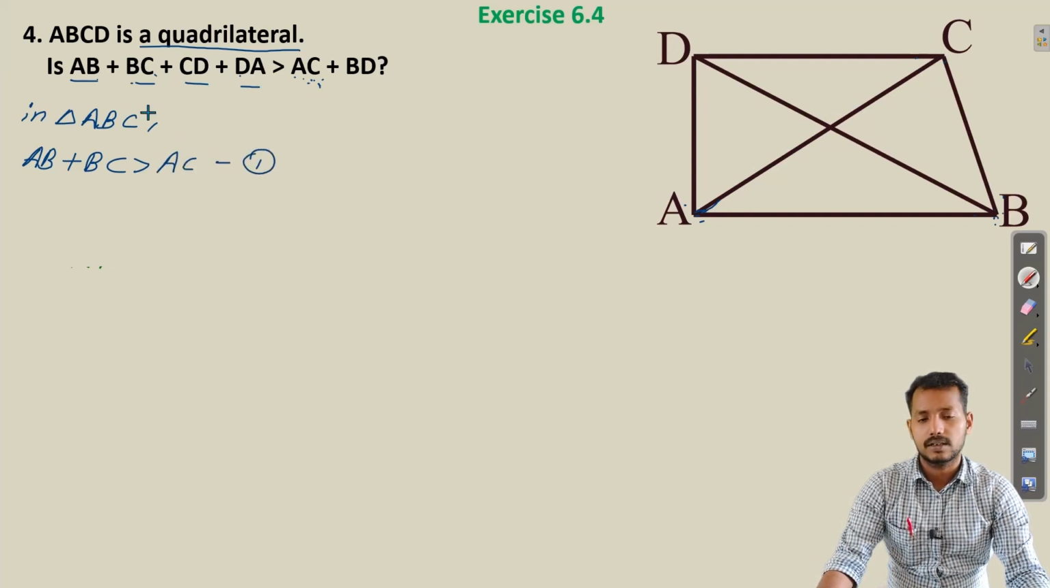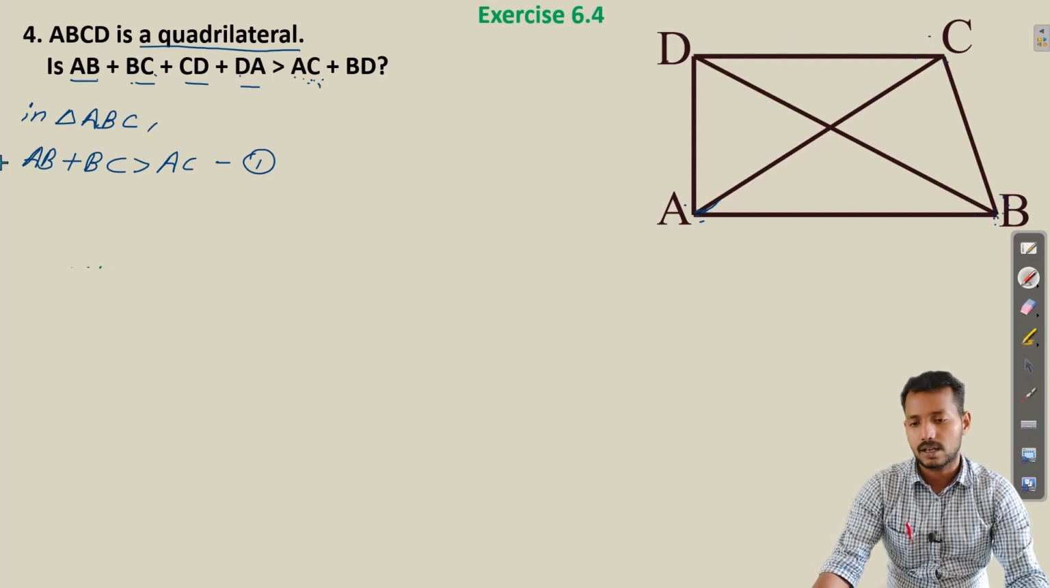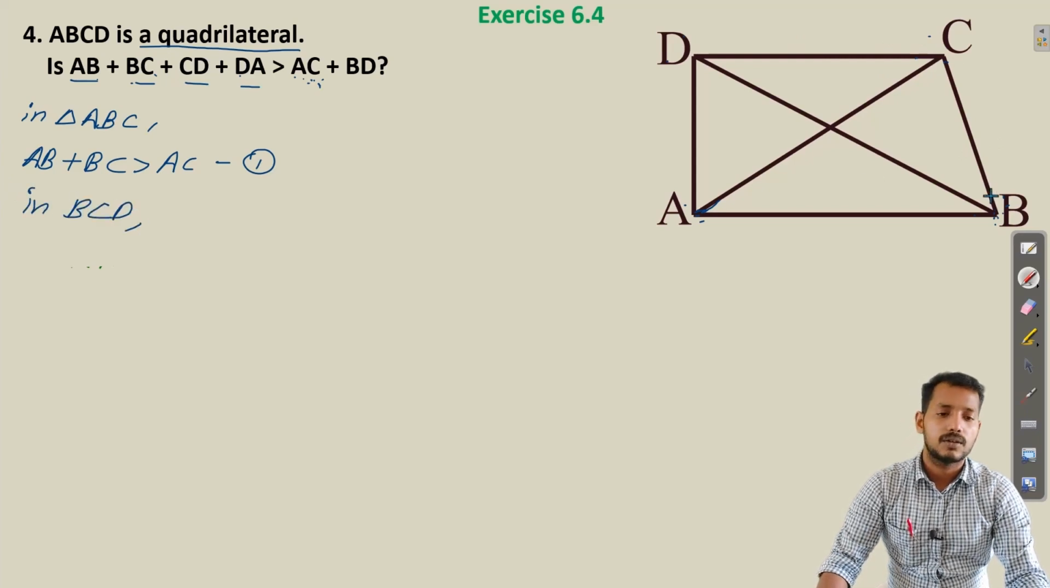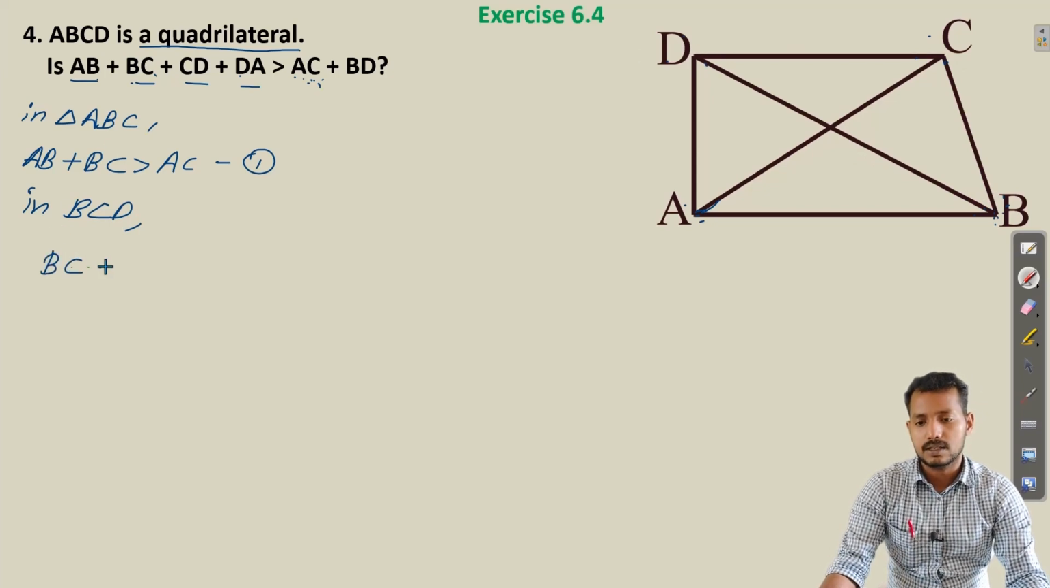Inequality 1. Keep it. Now I am going to take the triangle BCD. In triangle BCD, what will we get? BC plus DC or CD. BC plus CD is greater than the third side, which is BD. This is the third side. Keep it, inequality number 2.